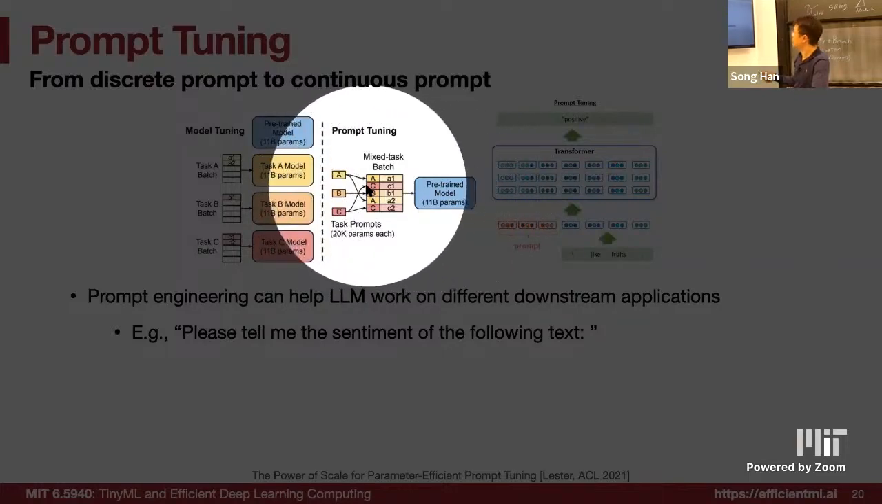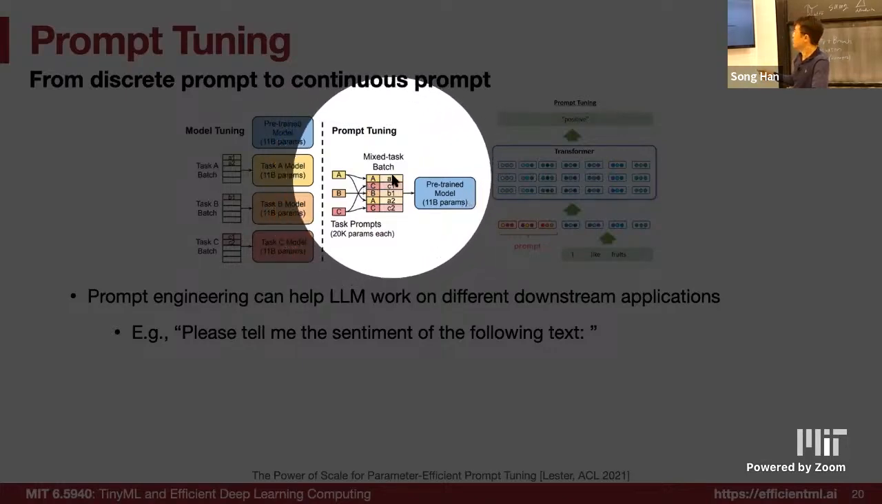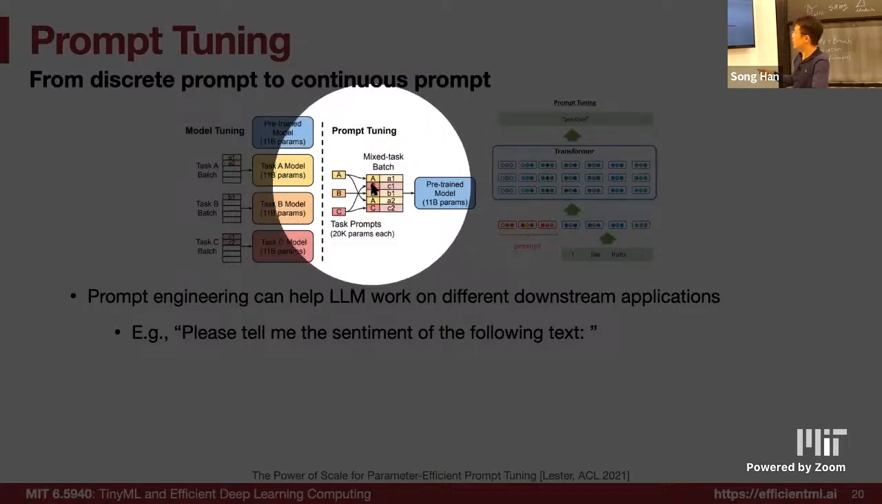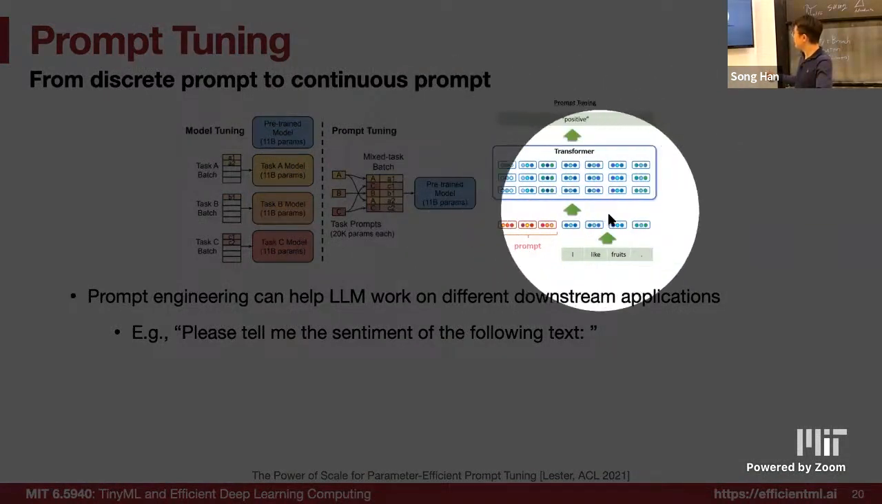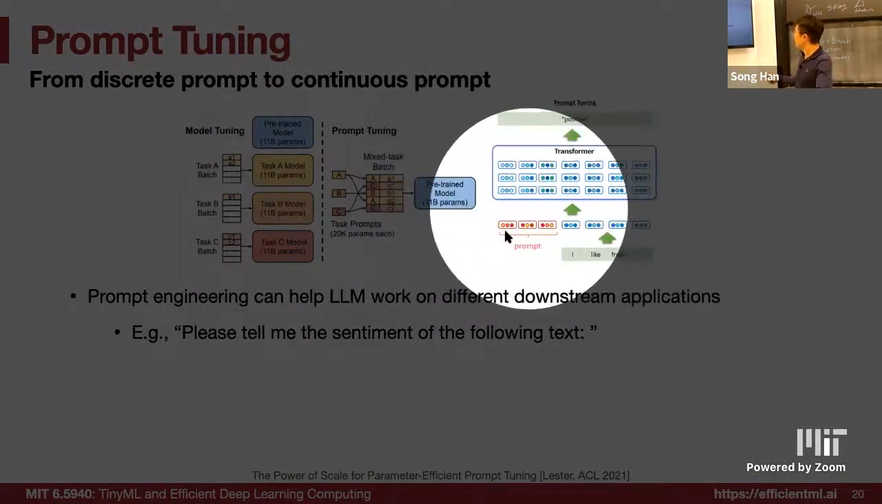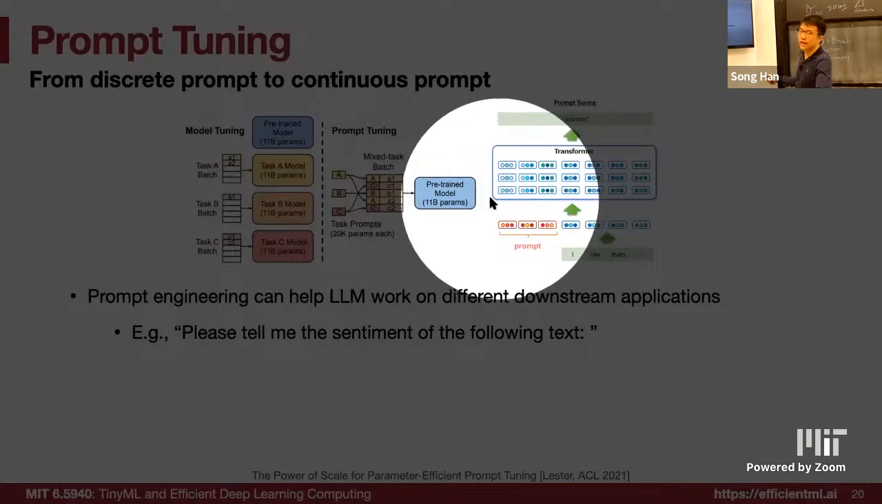The difference is that we prepend another few slots in the prompt. For example, in task A, we prepend task A's prompt to the original prompt. In task C, we just prepend task C's prompt to the original prompt. So the prompt will get larger. This is the original prompt, 'I like fruits', and this is the newly added prompt associated with a specific task.